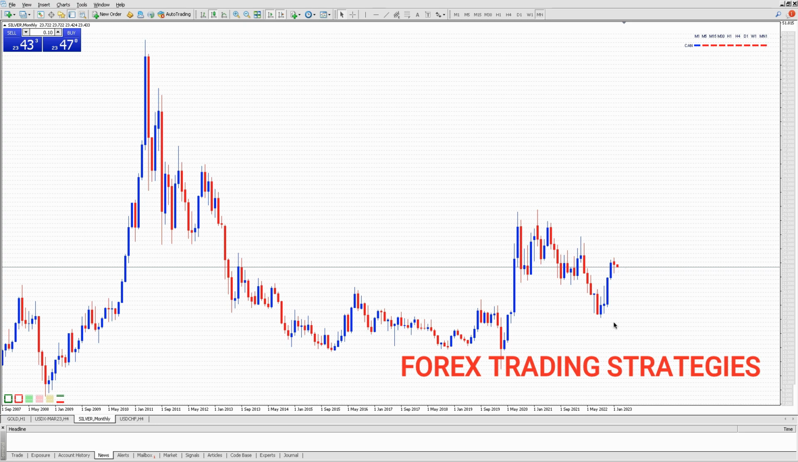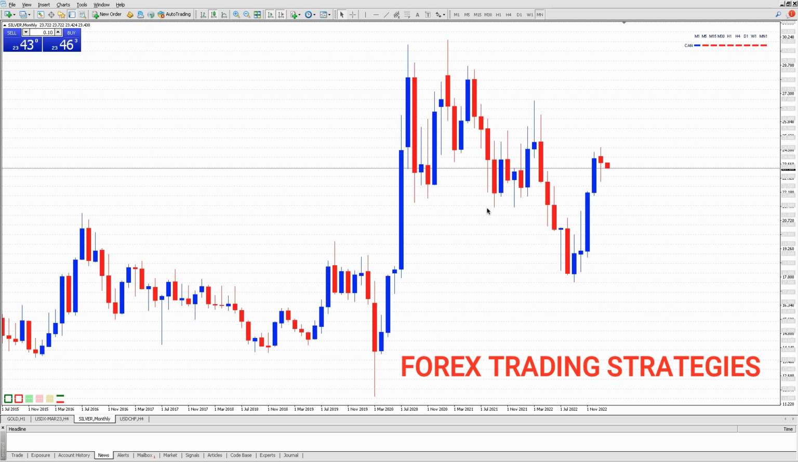So sometimes I don't even need to come to the monthly time frame to see what's going on, because I can tell that the monthly time frame is red. But I do like to come here to check for my levels. Like I told you, I love to trade levels. So I can see here, for example, silver is red on the monthly time frame, and we have a level that might be of interest there.